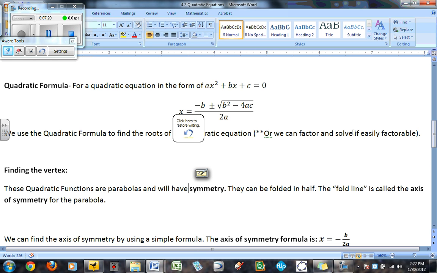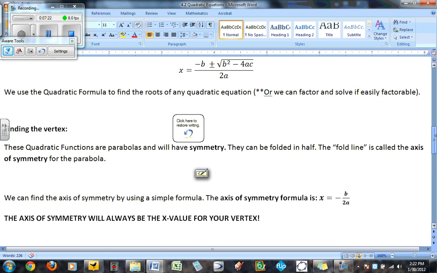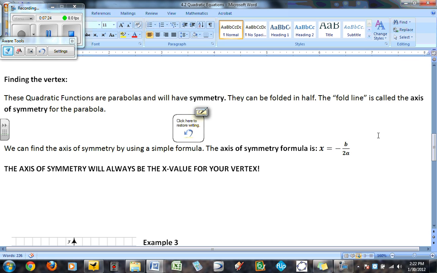One more thing to talk about with quadratic equations and functions. You all know that they're a parabola because it's an even-powered thing. Quadratic functions are parabolas, and they will have symmetry, and they actually have a special line called the axis of symmetry, where they can fold in half.